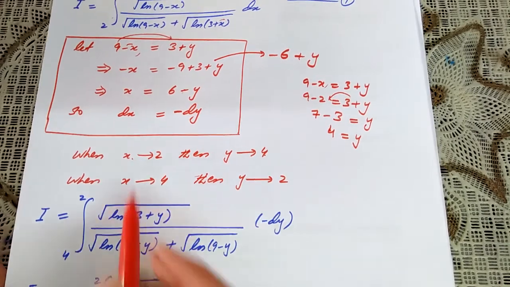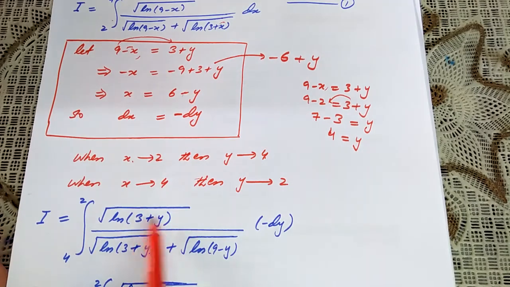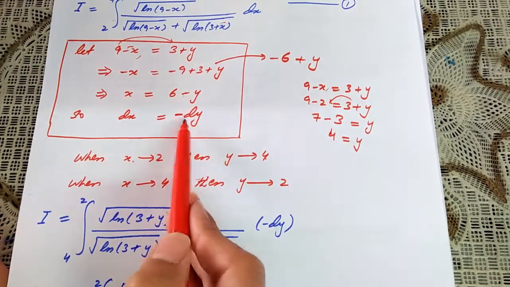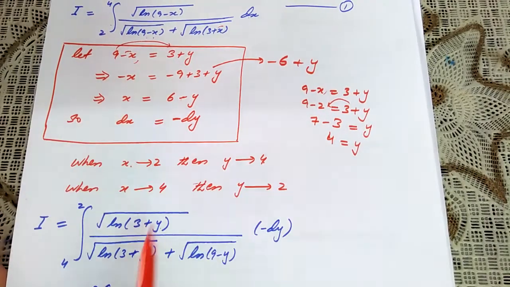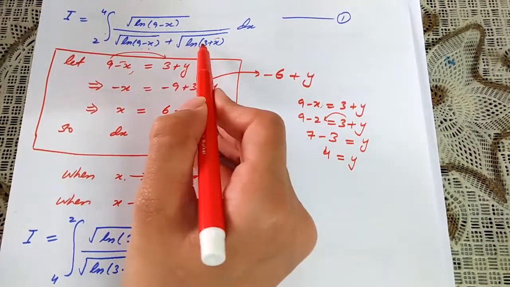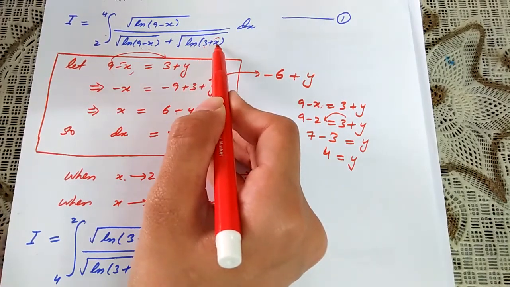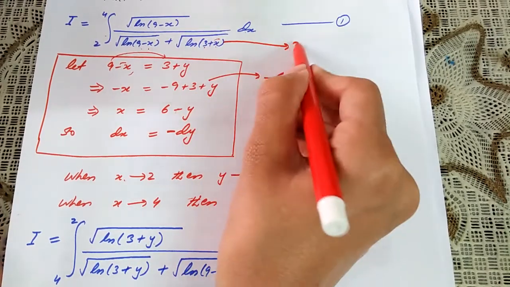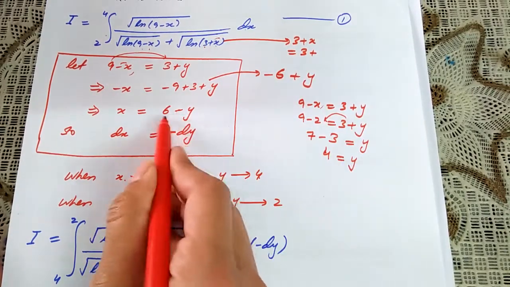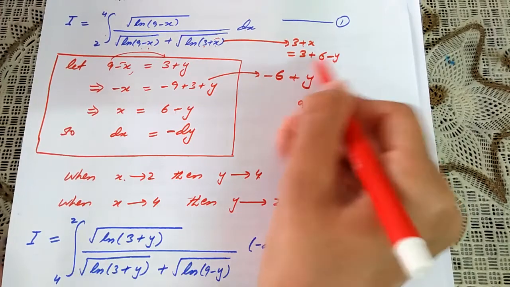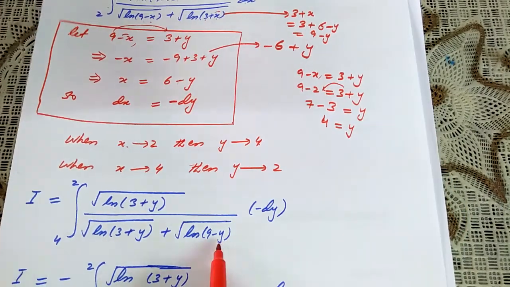And replace the values. 9 minus x is equal to 3 plus y here. dx is equal to negative dy, like this. Now I need 3 plus x here. This will equal 3 plus the value of x, which is 6 minus y. So I got 9 minus y here. So replace it with 9 minus y.